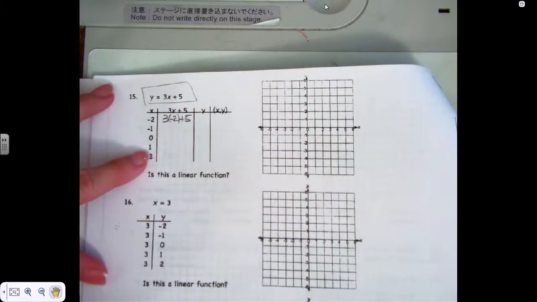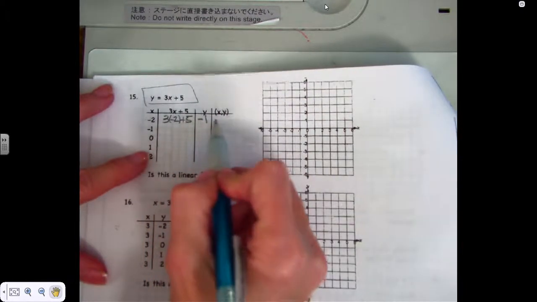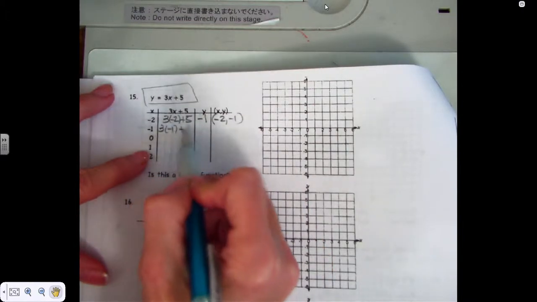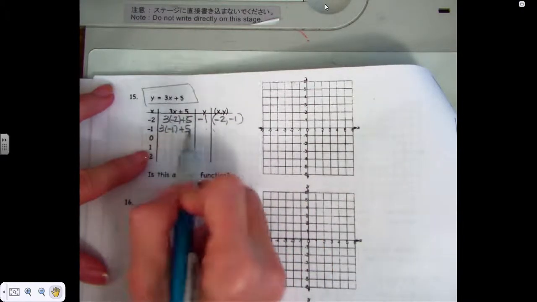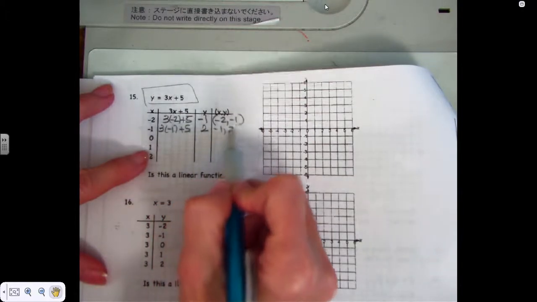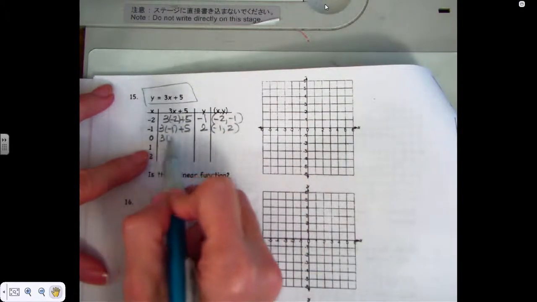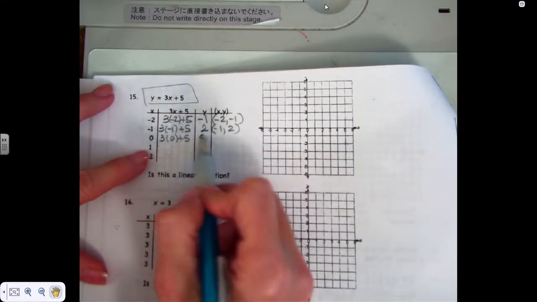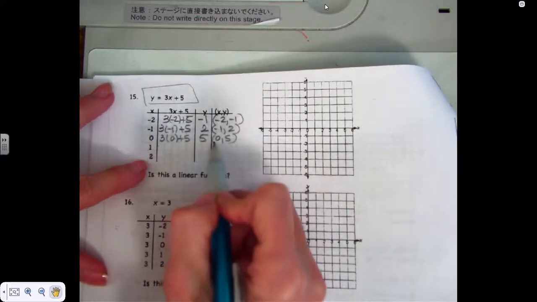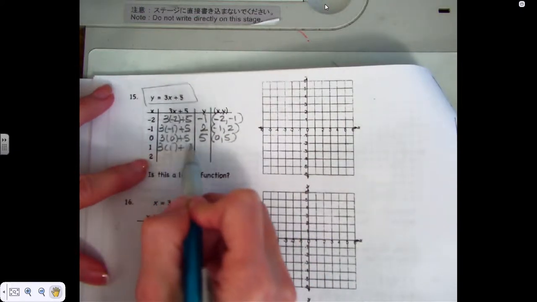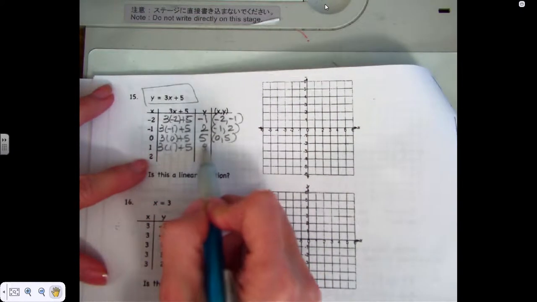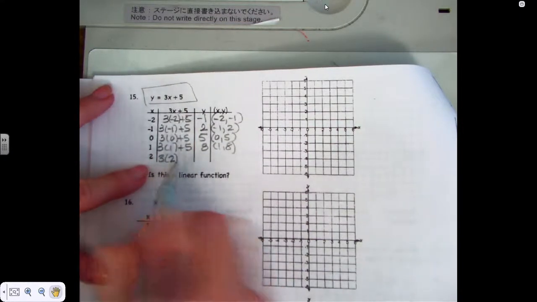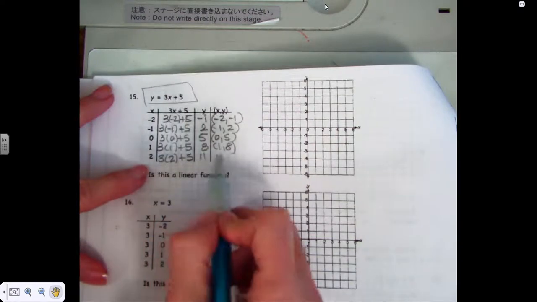3 times -2 is -6 plus 5 is -1. 3 times -1 plus 5, that's -3 plus 5 is 2. 3 times 0 plus 5 is 5. 3 times 1 plus 5, 3 plus 5 is 8. And 3 times 2 plus 5 is 11.